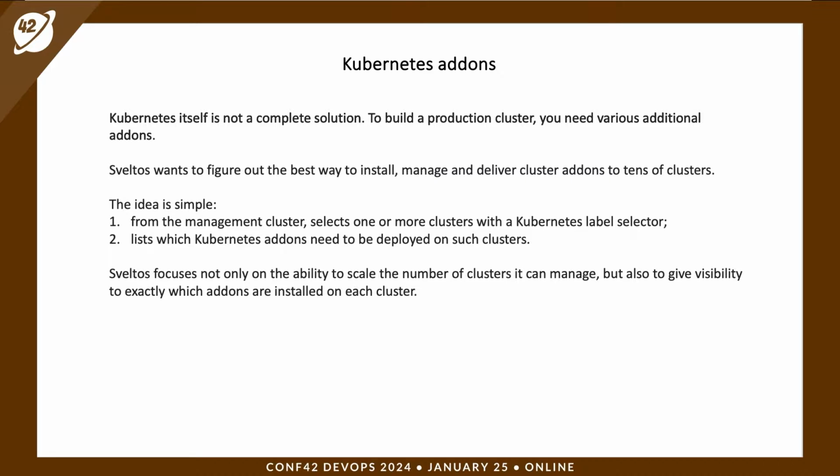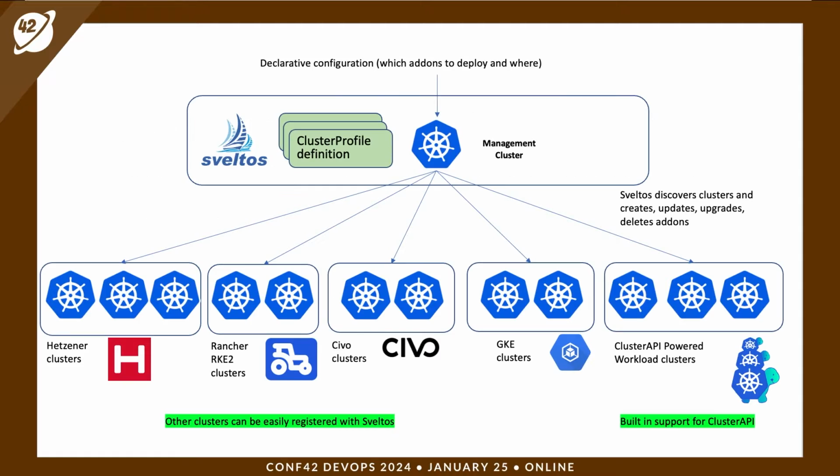And the idea behind Sveltos is simple. Sveltos runs in a management cluster. And from the management cluster, a fleet of managed Kubernetes clusters can be accessed. And Sveltos can be easily told what to do. Essentially, select a set of managed Kubernetes clusters using a Kubernetes selector and list the add-ons or applications that need to be deployed. And Sveltos will take care of the rest.